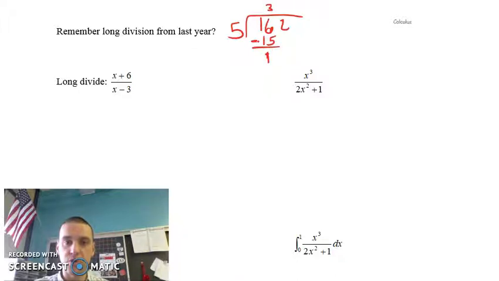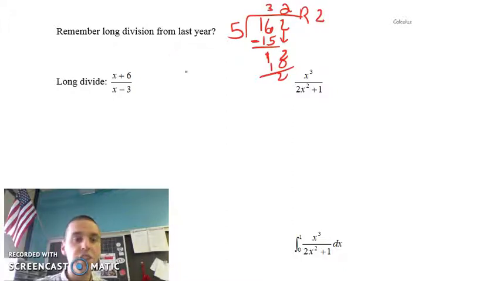We get 1. We subtract that. We bring down the 2. How many times does 5 go into 12? 2. It's 10. Subtract that. We're going to get 2, so we get a remainder of 2. So that's long division. We're going to do the same thing in these two.